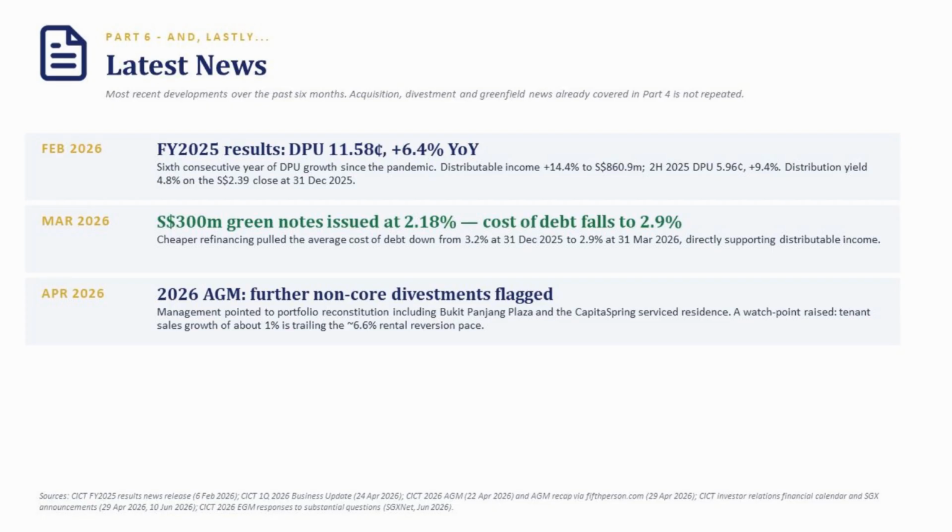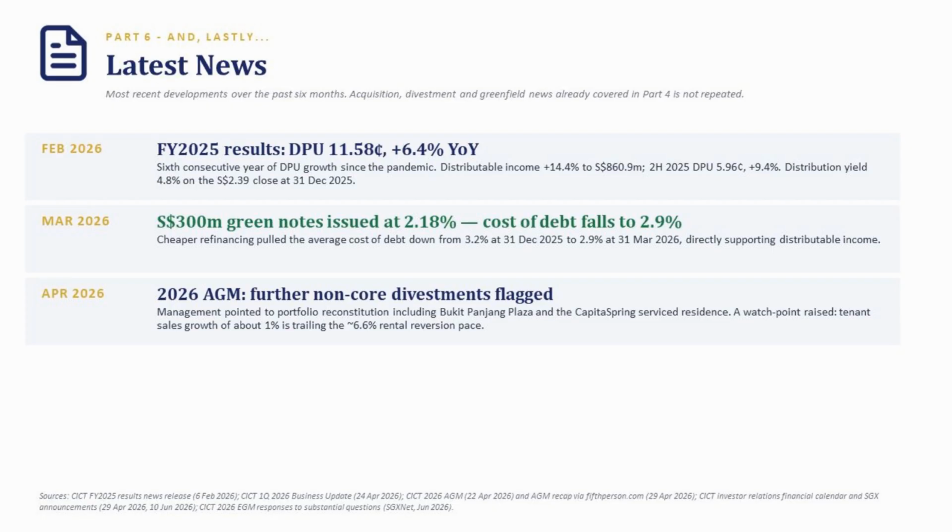The recent operational data, beginning with the fiscal year 2025 financial results released in February 2026. The reported fiscal year 2025 distribution per unit was 11.58 cents. This represents a calculated positive 6.4% year-over-year increase. The disparity between the 14.4% income growth and the 6.4% distribution growth is a mathematical consequence of an expanded total unit base. Unit dilution. Exactly.